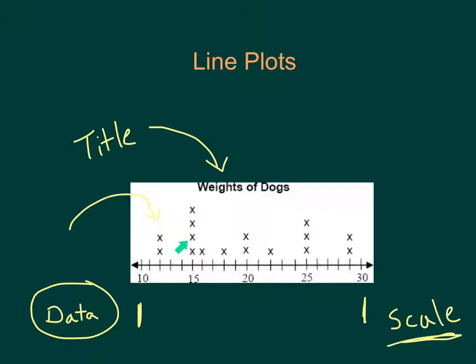Here I can see that the most dogs that they checked weighed 15 pounds because there's 4 of them here. And then one dog weighs 16 pounds here. Here's a group of 3 dogs that weighed 25 pounds. And the heaviest dogs were over here at 28 pounds, and there were 2 dogs that weighed 28 pounds.